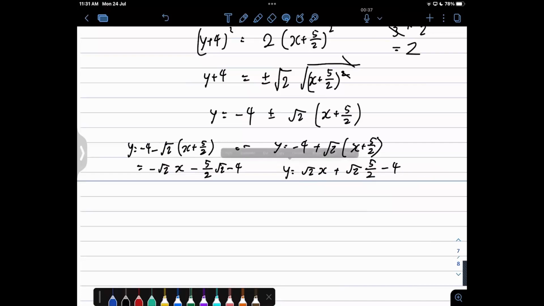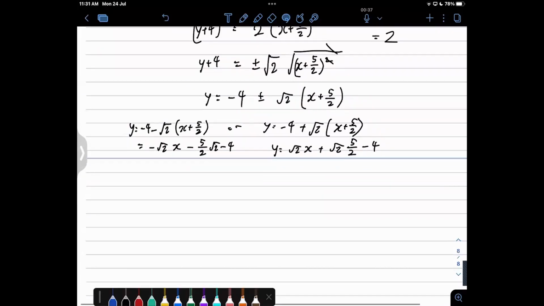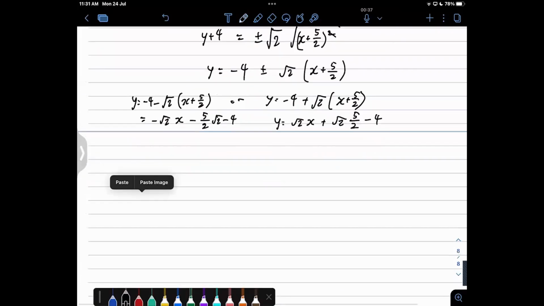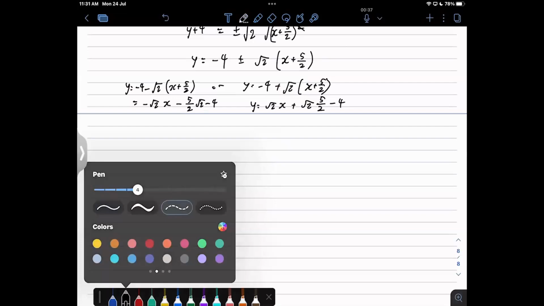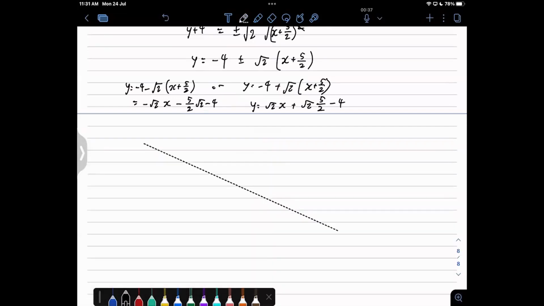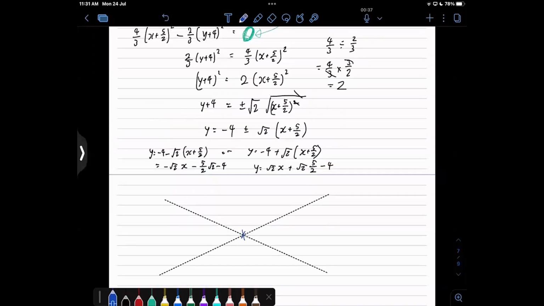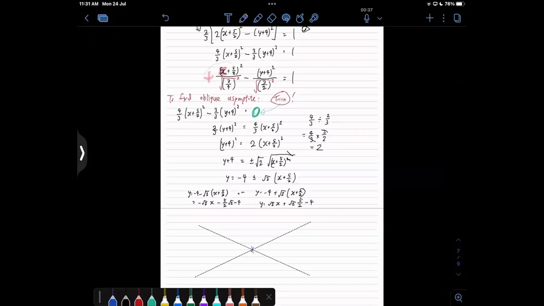So what you will realize is that these 2 asymptotes, if you draw it, will look something like, let me just draw it like this. One will be positive, one will be negative. Okay, and they will intersect at a point here. What is this point? Let's copy down the standard form first.